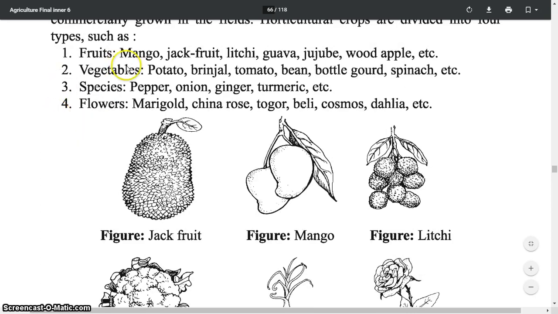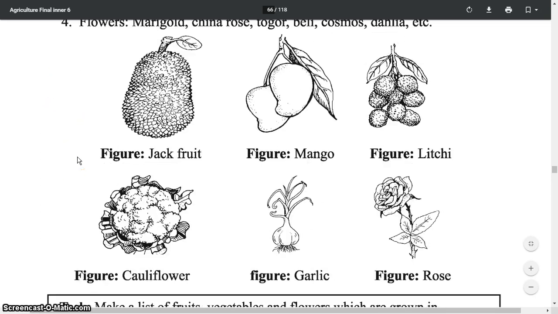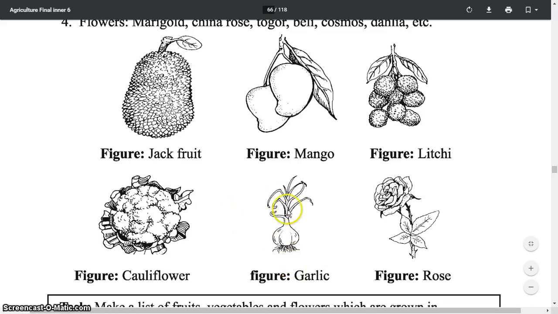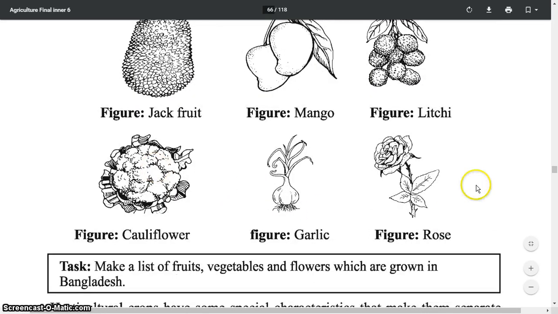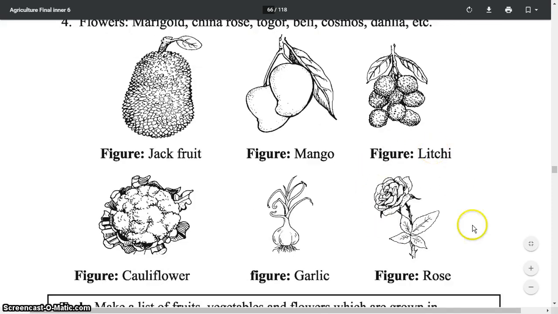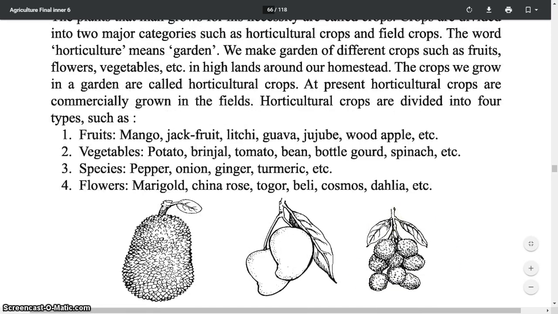And in the vegetable category, you can put this cauliflower here, and in the spices category you can put garlic here, and in the flower category you can choose rose as flower. There are many fruits: mangoes, jackfruit, lychee, guava, jujube, wood apple are grown. They are under the fruits category.